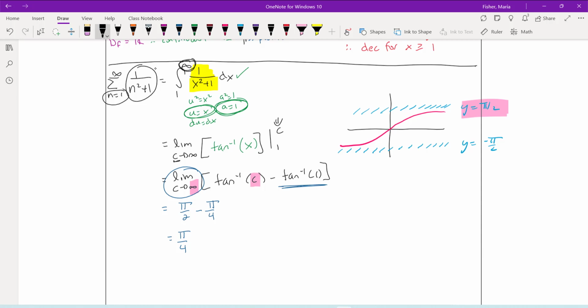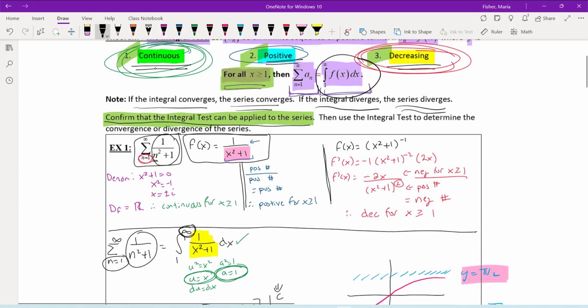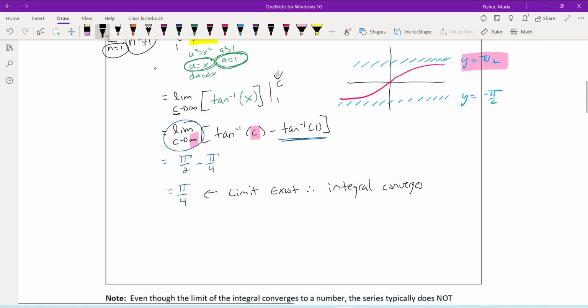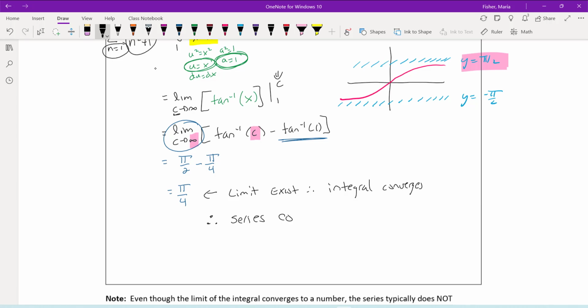And what did that mean? Well, since the limit existed here, that means that the integral converges. And since we're using the integral test to determine if the series converges or diverges, and what we were told is that if the integral converges, the series also converges, we can now say, therefore, our series converges by the integral test.